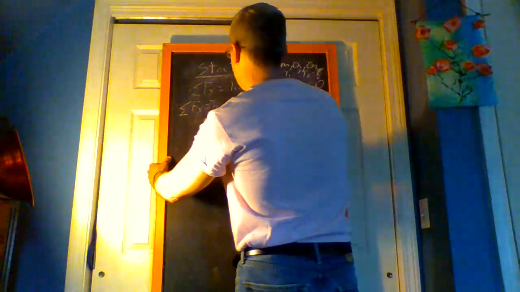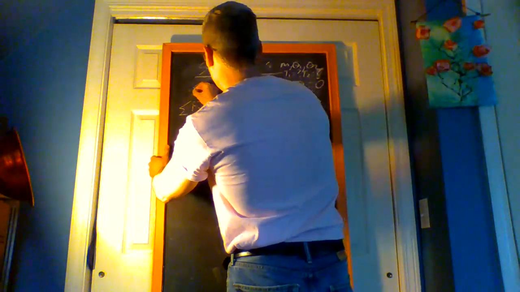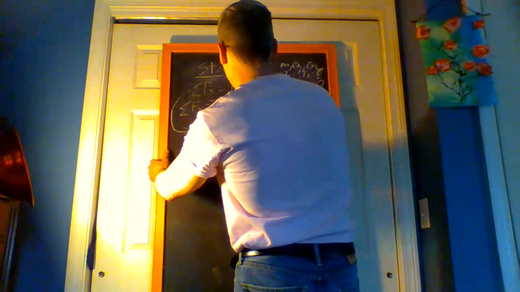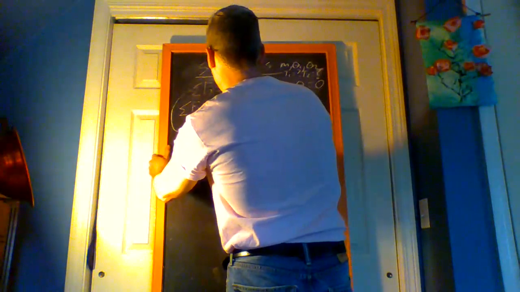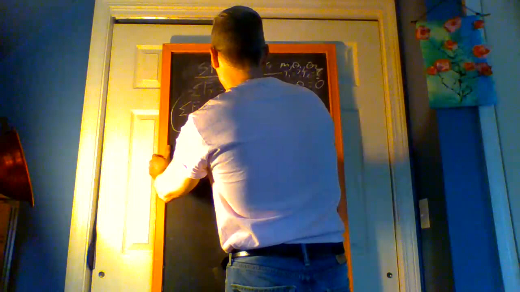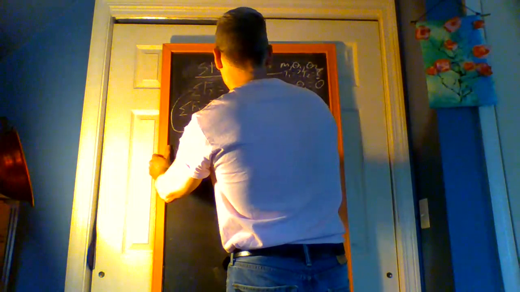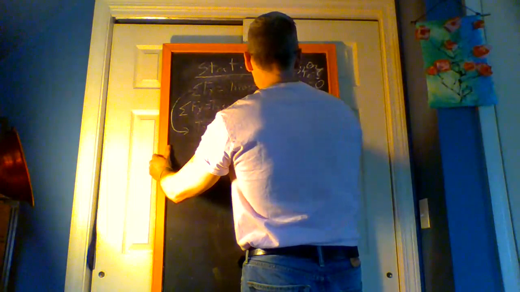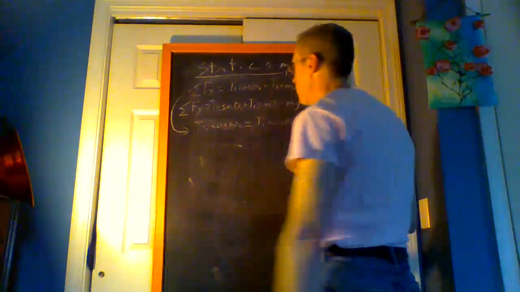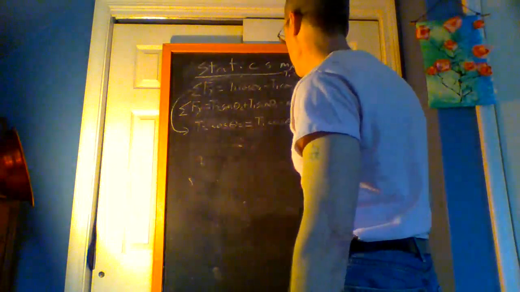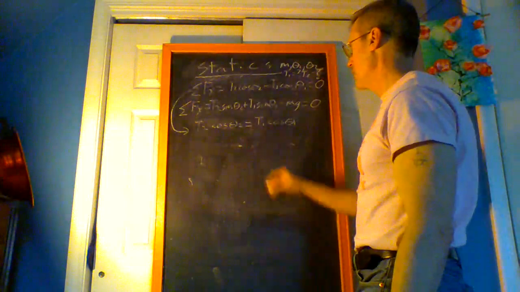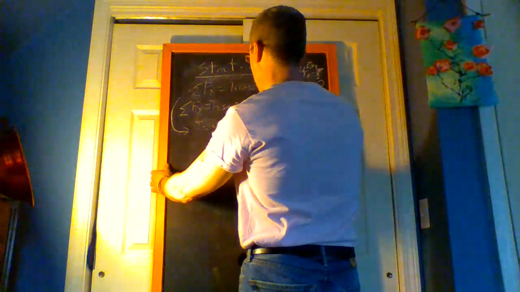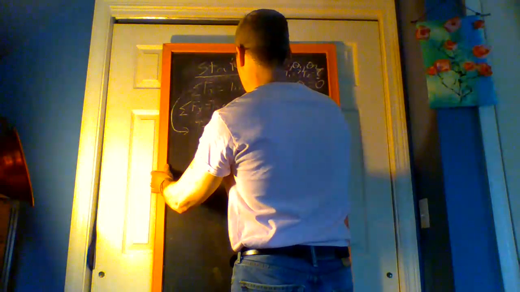So what I'm going to do is take this equation right here, and rearrange it, and that's going to be T2 cosine theta 2 equals T1 cosine theta 1. And then I'll solve for T2 in terms of T1. All right, so what I'm going to do is divide by the cosine term.